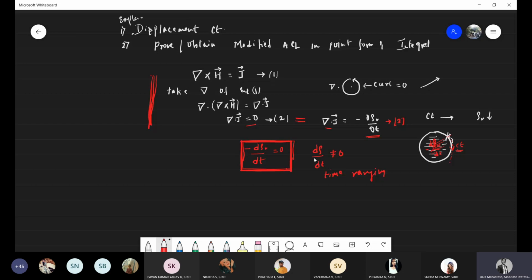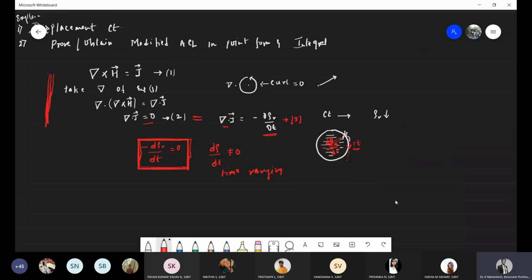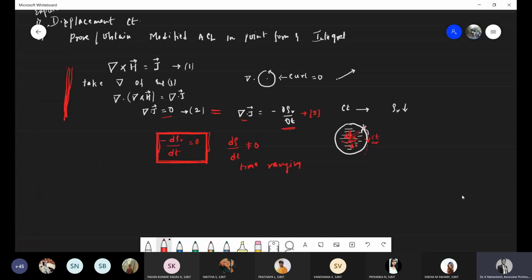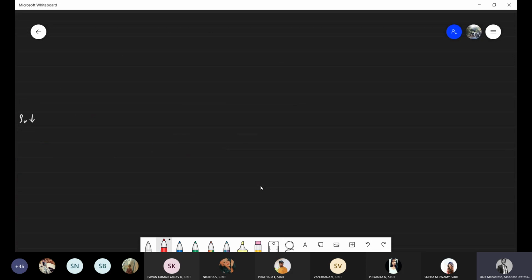So this was one of the greatest motivations to introduce the displacement current term and also to modify Ampere circuital law. So what is the modified Ampere circuital law? I'm just trying to move this slide away to have a clean board. Now I'll modify the Ampere circuital law by introducing displacement current, as I already mentioned.